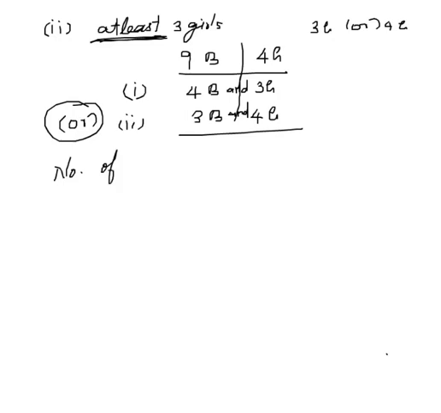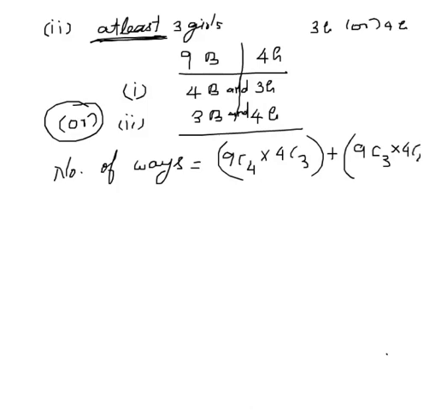So total number of ways, I am writing the answer directly. You write the steps and then add. So total number of ways will be 9C4 into 4C3 plus 9C3 into 4C4. Let's simplify this answer.